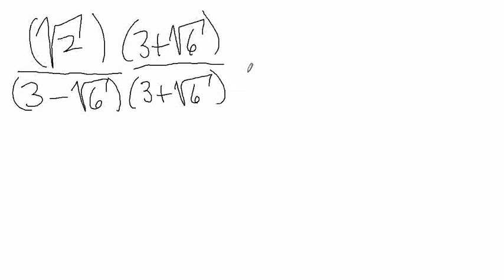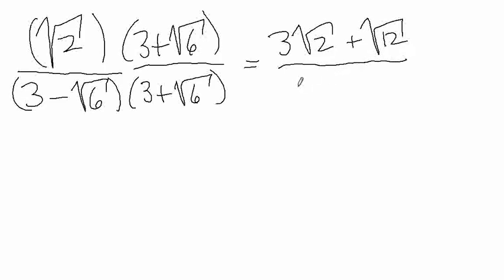Now let's go ahead and simplify, and you will see that conjugates are the way to go. On top, I'm going to get 3 root 2 plus the square root of 12, because root 2 times root 6 is root 12. On bottom, I have a difference of squares situation. You can FOIL it out. You will see that you will get 3 squared minus the square root of 6 squared. If you don't remember that pattern, go ahead and FOIL it out the long way and you'll see that it's equivalent.